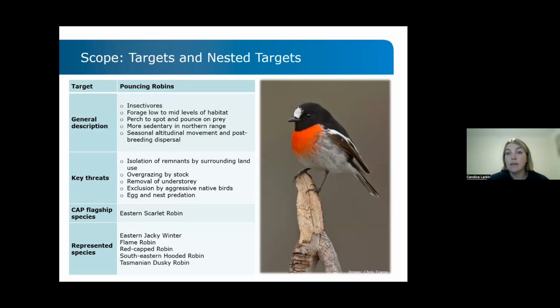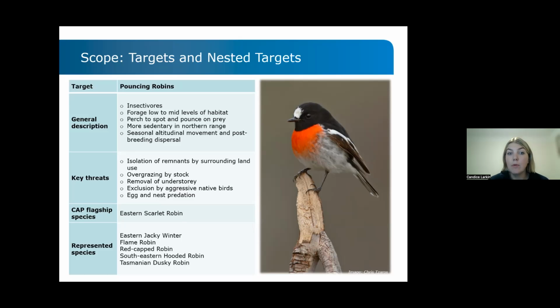Our second target is our pouncing robins. Again, these are insectivores, but these guys forage from low to mid-level strata. This means that they're occupying a slightly different niche, and they often perch and then pounce on prey, and that's what you often see with these guys.